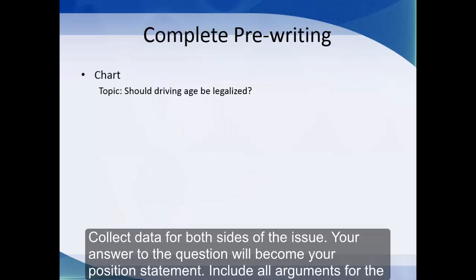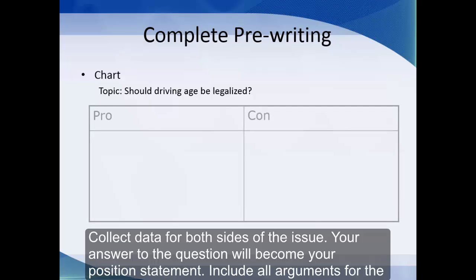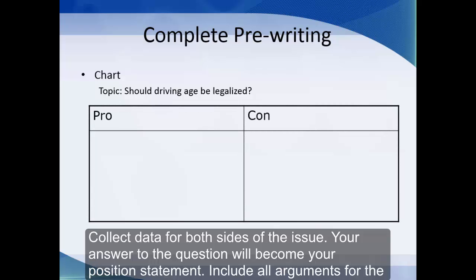Complete rewriting. Chart. Topic: Should the driving age be legalized? In this table you can write the pros and cons, or advantages and disadvantages, or arguments for and arguments against.